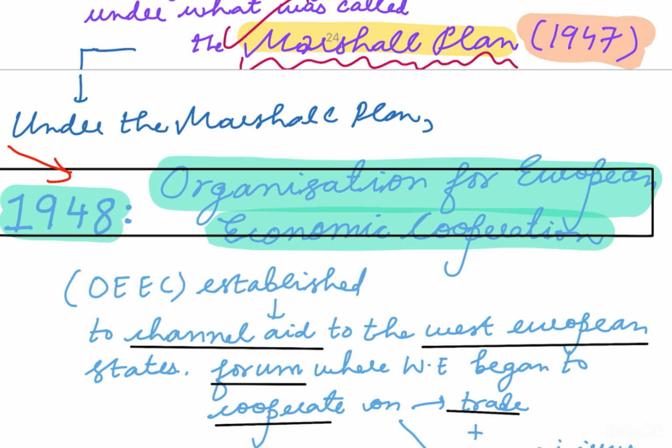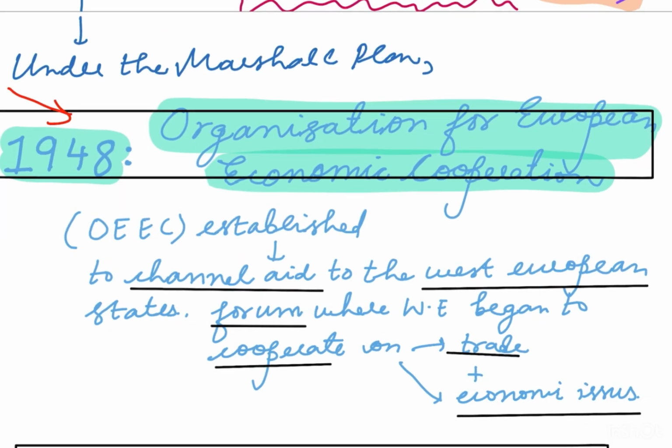It was established to channel aid to the West European states, and it became a forum as well where the Western European countries began to cooperate on trade and economic issues. So they used to discuss these trade and economic related matters. So 1947 was the Marshall Plan, 1948 was the Organization for European Economic Cooperation. And you know what the Marshall Plan is by now.